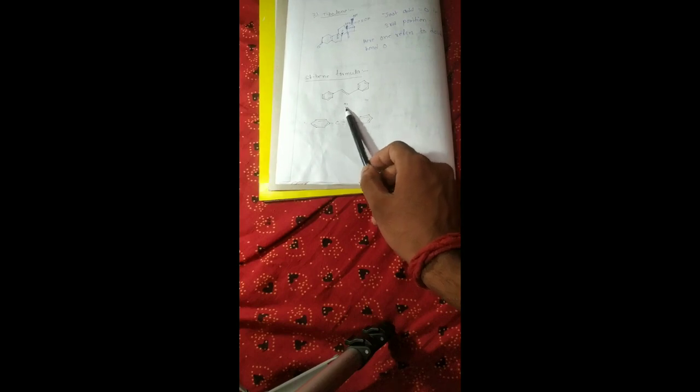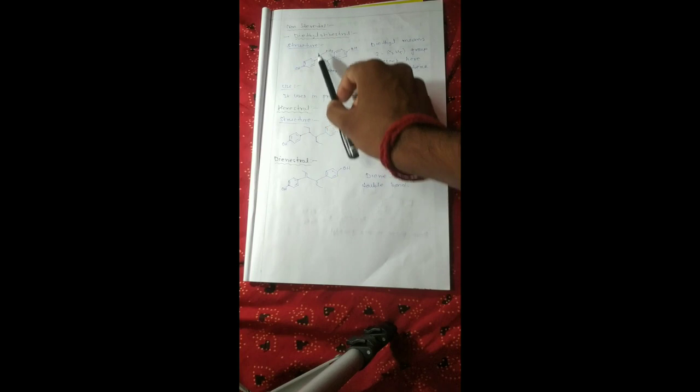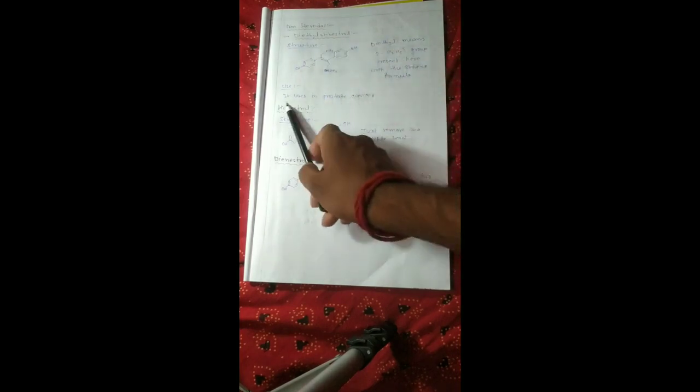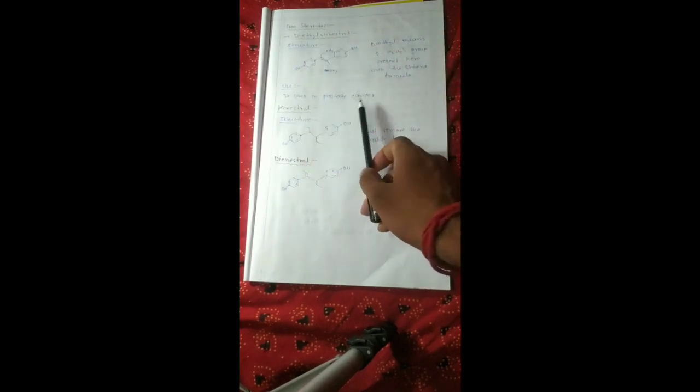Stilbene formula, what is Stilbene formula? So it is the Stilbene formula. This two, this or this. Any two if present, there is a Stilbene formula. So the use of diethylstilbestrol is in the treatment of prostate cancer.